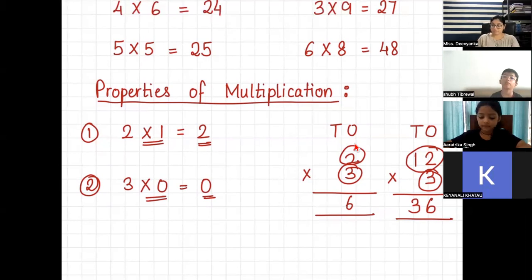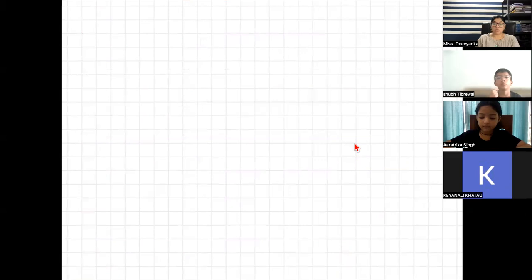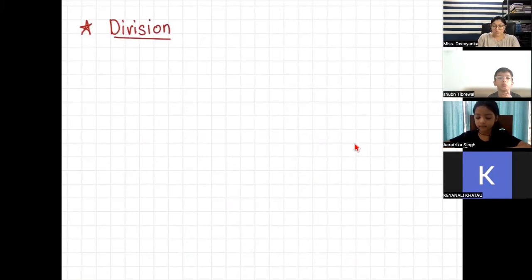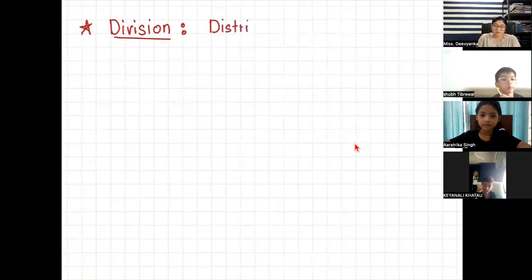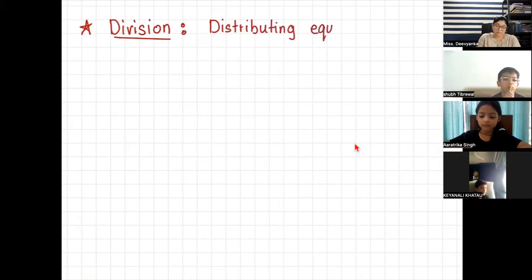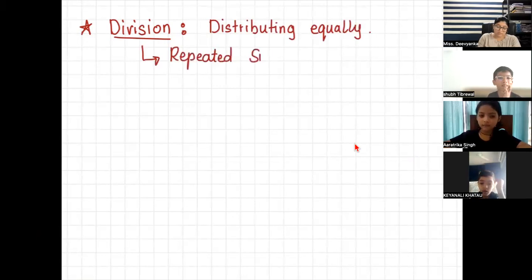Now, let's look at division. Okay? Next is division. Division means what? Distributing equally, correct? Remember the balloons example? You're distributing items equally. Okay? Hence, it is also known as repeated subtraction. Repeated subtraction.